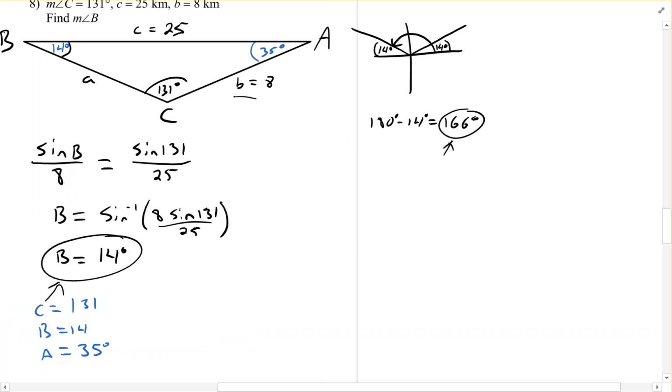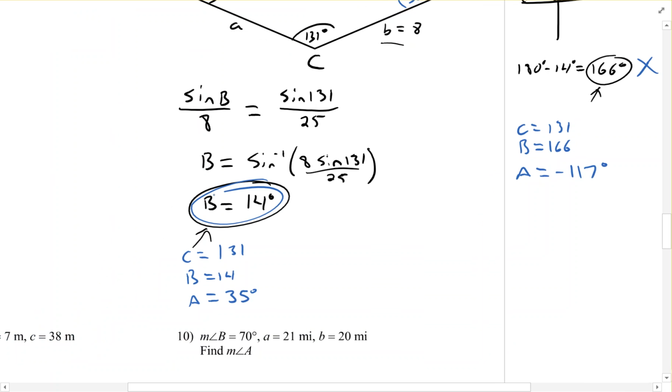So we said, okay, what if angle B was 166 degrees? Okay, well then you'd have C equal to 131. B, we're saying, is 166 now. What would that angle A be? So if this is correct, this is saying that angle A would be negative 117 degrees. Well, that doesn't make sense, right? We're not talking about negative angles here. That doesn't really make sense with what we're doing, right? So yeah, that doesn't work. So obviously 166 is not an answer. So we only have one answer here. We only have an answer of 14.